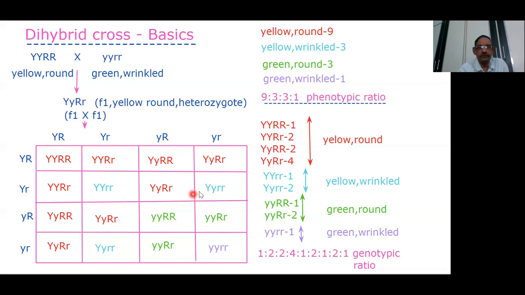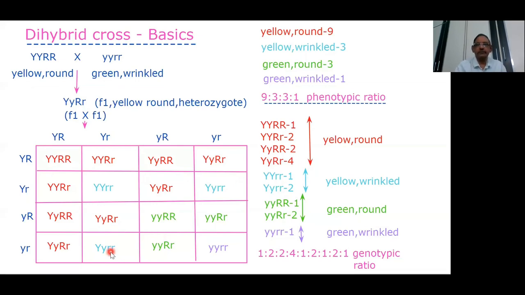This one, this one, this one. This is a recombination because neither of the parents has this combination. Yellow round is one parental combination. Green wrinkled is another parental combination. Therefore, there is no yellow wrinkled combination in the parents. It's a new combination. That's why it's called recombination. It's called Mendelian recombination. One of the Mendelian recombinations is yellow wrinkled. This one, and this one.